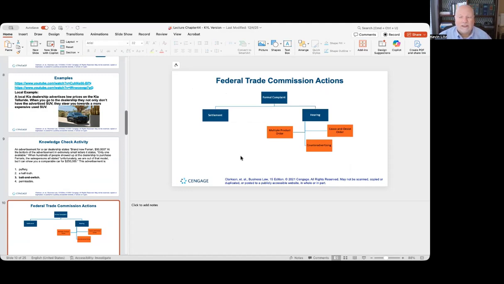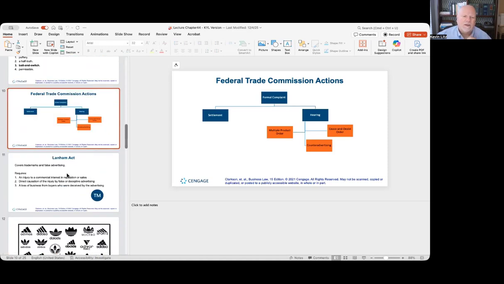The FTC can say, cease and desist. You can no longer do this, or you have to do corrective advertising. So there are various hammers, if you will, that the FTC has that they can use.